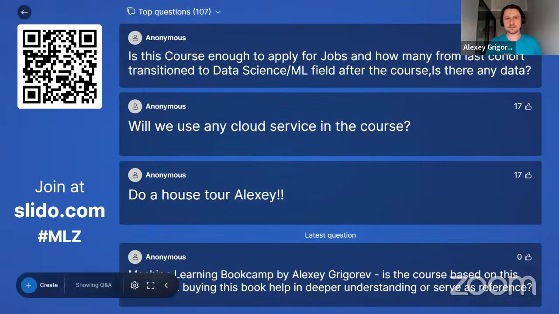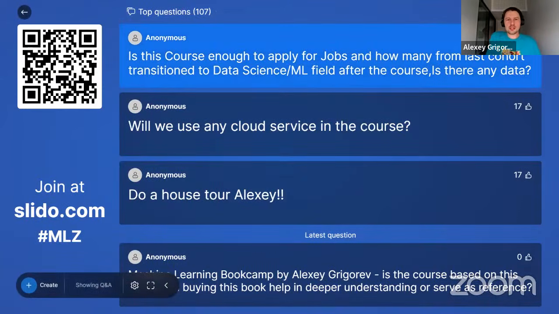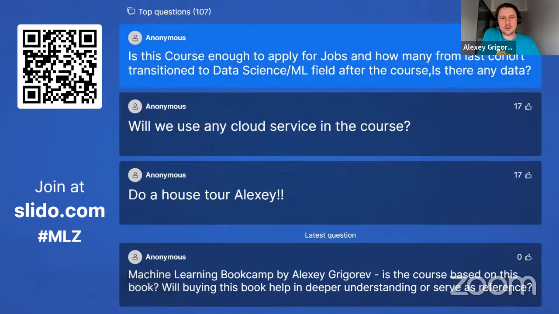So is this course enough to apply for jobs, and how many from the last cohort transitioned to the data science ML field after the course? Is there any data? I don't have data. I have a few anecdotes, and you can decide if these anecdotes are good for you or not. So I know at least a couple of people who landed internships after the course. We actually did a partnership with Delphi. This is a company.